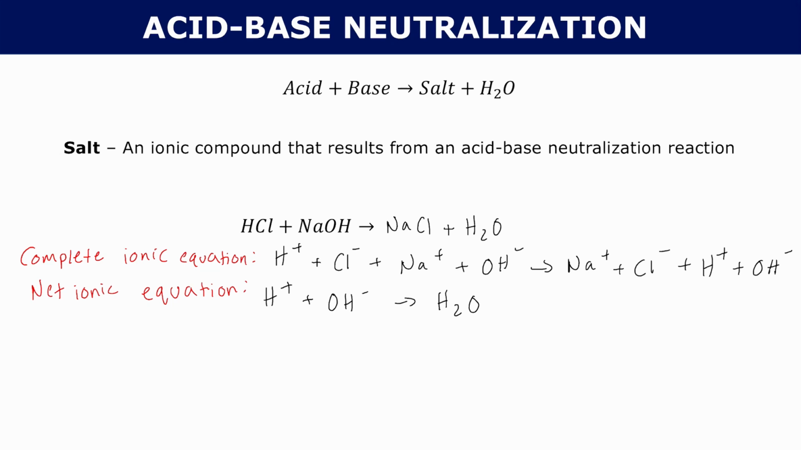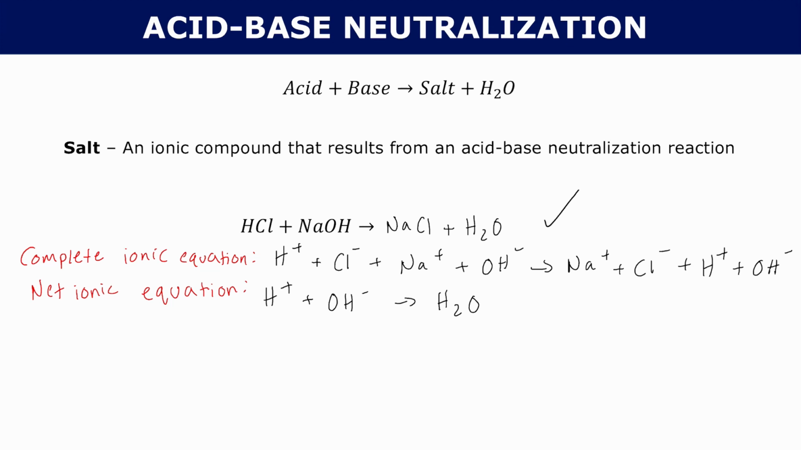So here's a little summary of all that information. We have the normal equation, where hydrochloric acid and sodium hydroxide combine to form sodium chloride and H2O. In the complete ionic equation, we have H+ ions, Cl- ions, sodium ions and hydroxide ions combining to form sodium ions, chloride ions, H+ ions, and OH- ions. And the net ionic equation is that H+ ions and OH- ions combine to form H2O.